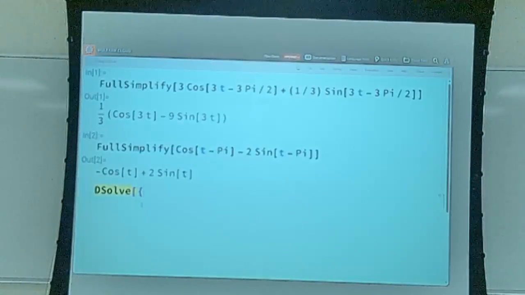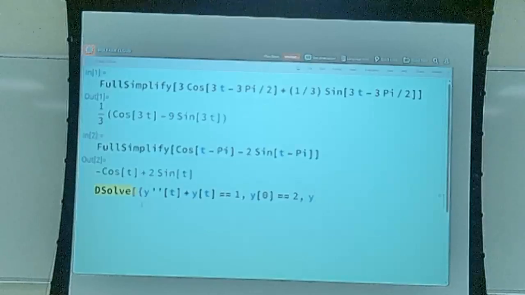Now, it's y double prime of t plus y of t is equal to 1. So that's the equation. Now you also say, okay, well, it's going to be y of 0 equals 2, y prime of 0 equals negative 1. So that's your IVP in braces. Now you need to tell it what your dependent variable is, it's y of t, and what your independent variable is, t.